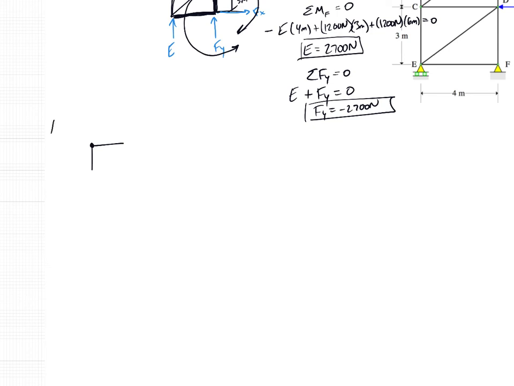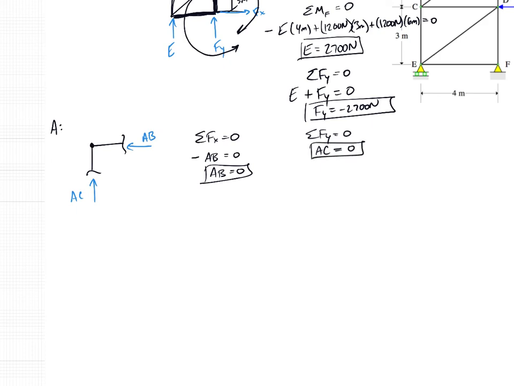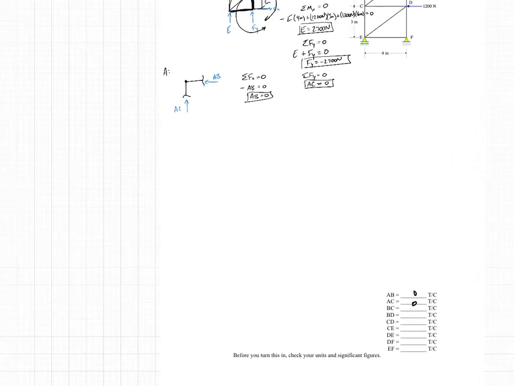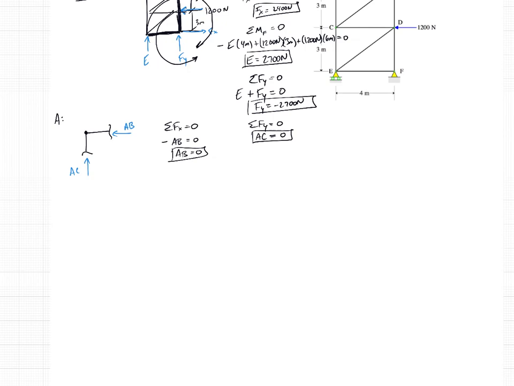This is the free body diagram of A. I like to assume compression. Here's AC. Here's AB. Sum of the forces in the x equals 0. Sum of the forces in the y equals 0. So in the x direction, we only have negative AB equals 0. So AB equals 0. Boom. In the y direction, I've got AC plus nothing equals 0. So AC equals 0. So we're going to go down here and say AB is 0, AC is 0. Boom. Beautiful. Okay, let's go to point B.